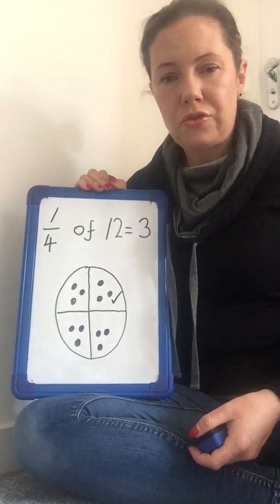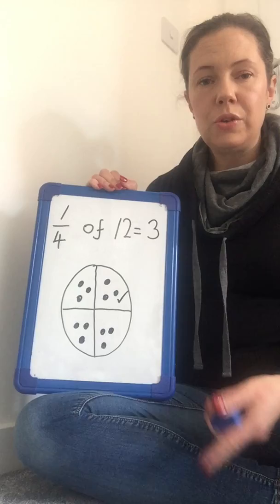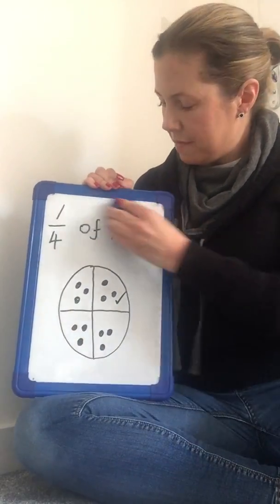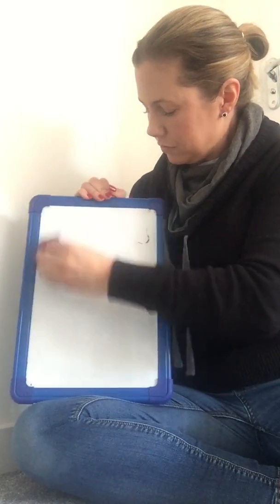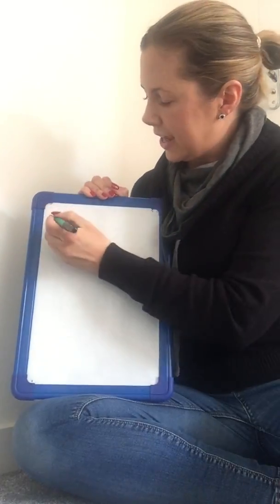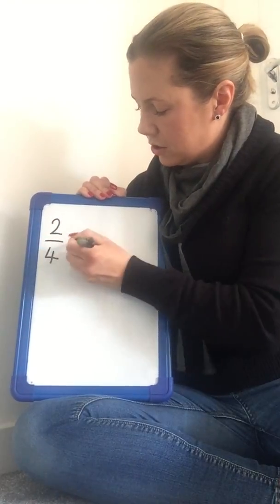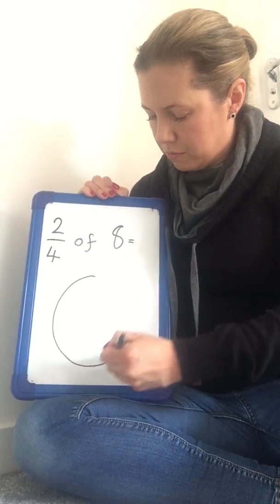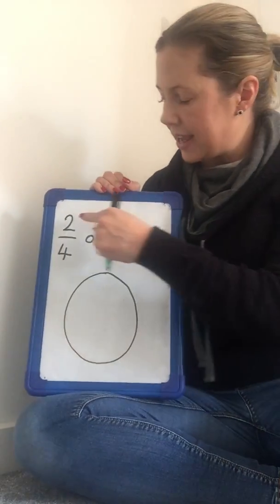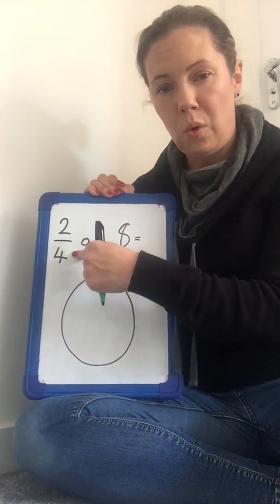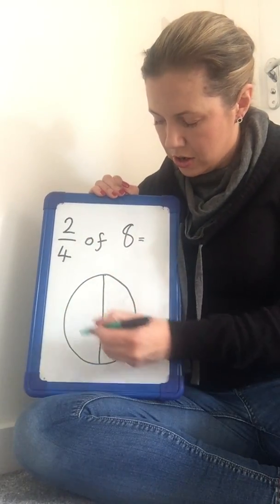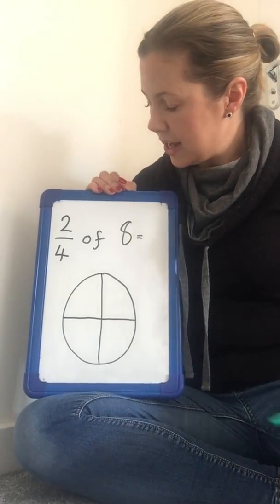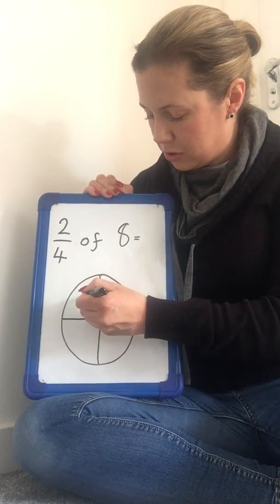Where children find it a bit trickier is when looking at 2 quarters and 3 quarters. So I'll just show you a little bit of what we do there. So when looking at 2 quarters, so 2 quarters of 8, we would do our fraction mat, and again we're looking at equal parts out of 4 equal parts. So again we would draw our 4 equal sections. We would then share our 8 out because we're looking at the quarters.